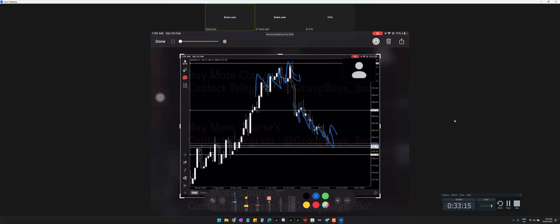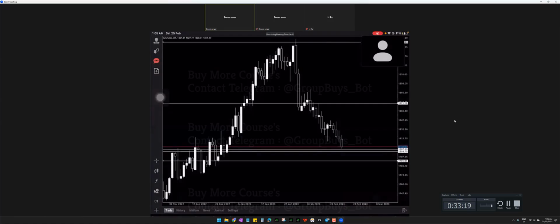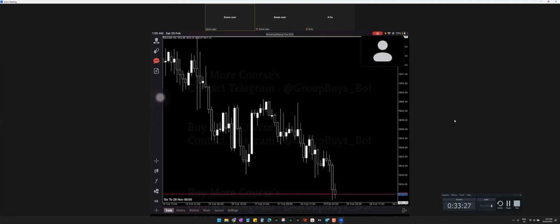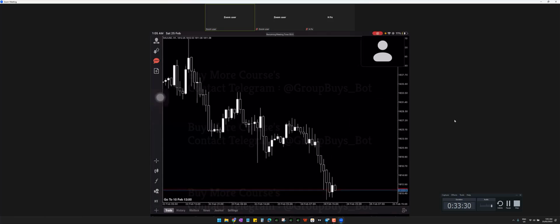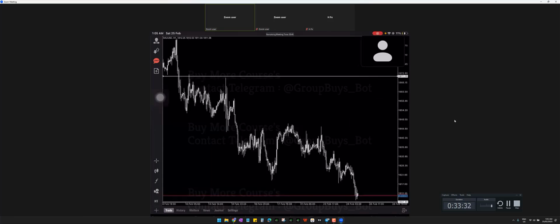Either this one or this one. But we must look at the reaction first. After it's closing, then go to H4 or H1, looking for the breakout. That's all. It's not easy when you don't learn and make effort, and it's easy when you already know.